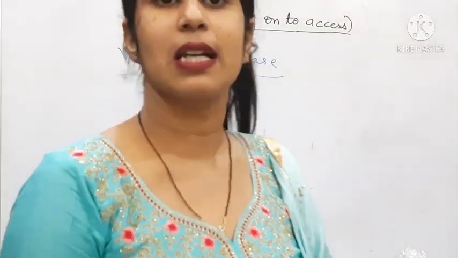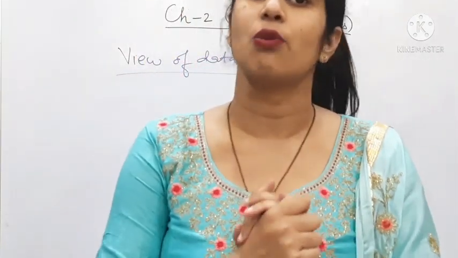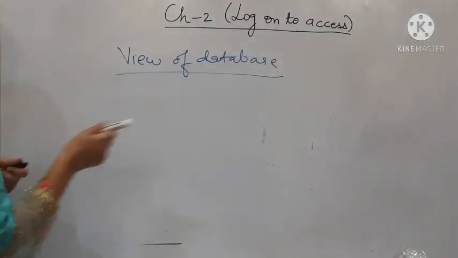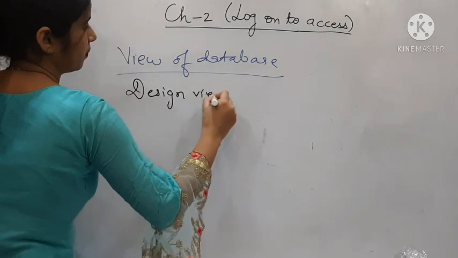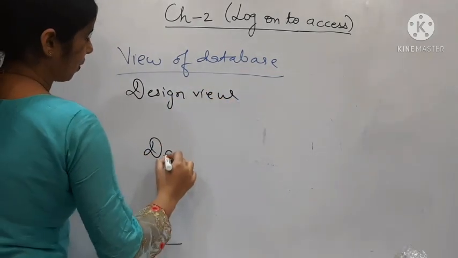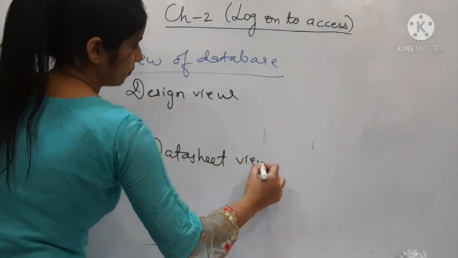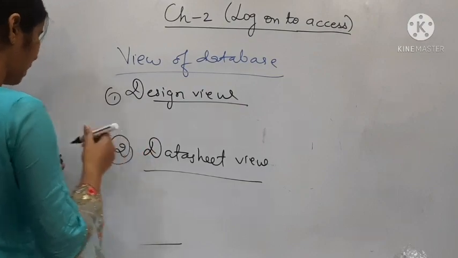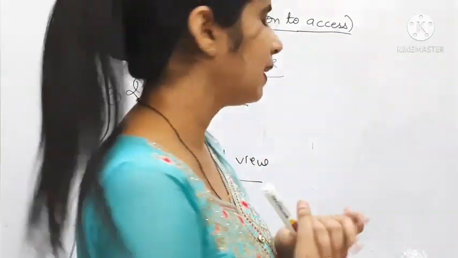How many types of views are there? There are two types of views in database. The first one is known as design view and the second one is known as data sheet view. I am writing here. The first one is known as design view and the second one is known as data sheet view. Okay. This is the first one and this is the second one.